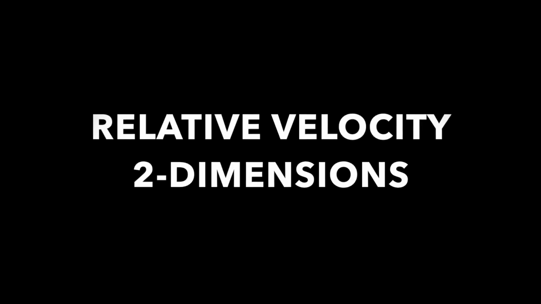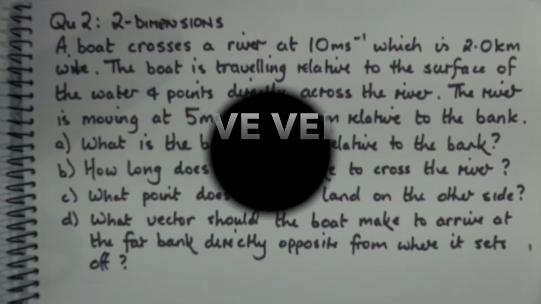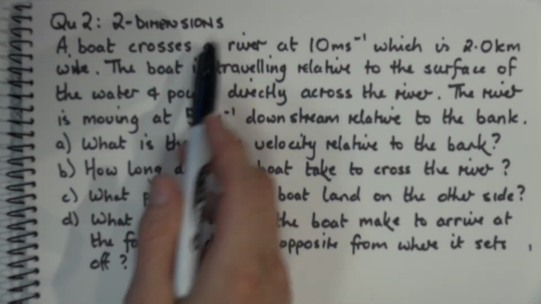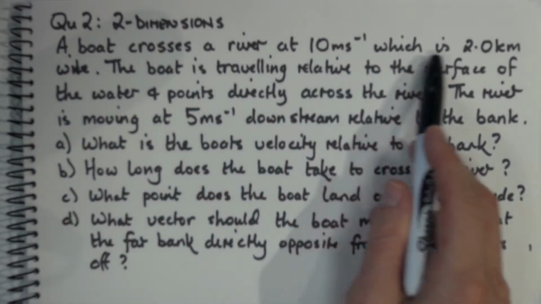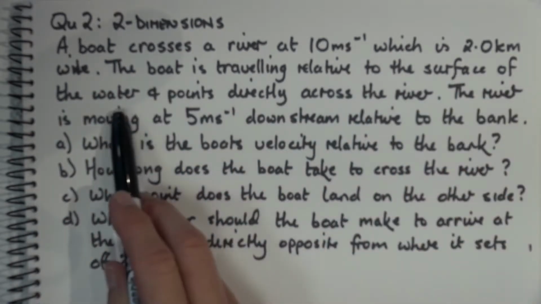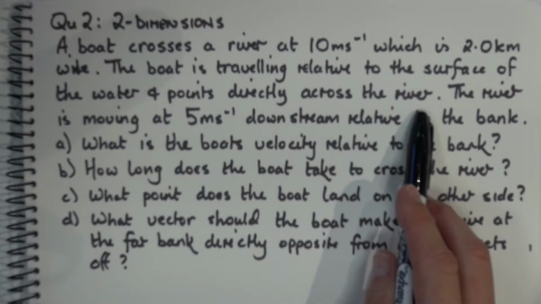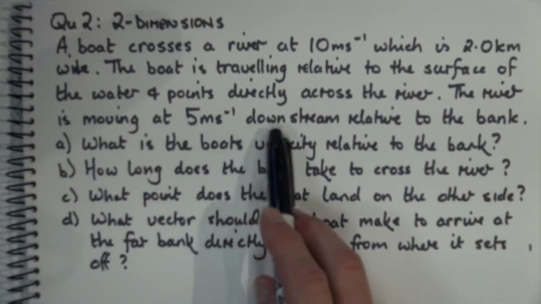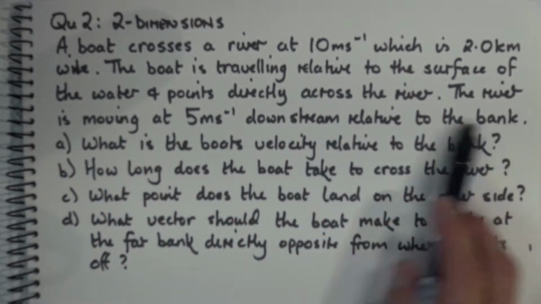In this video, we're going to explore a problem on relative velocity in 2 dimensions. We've got a boat which crosses a river at 10 meters per second, which is 2 kilometers wide. The boat is traveling relative to the surface of the water and points directly across the river. The river is moving at 5 meters per second downstream relative to the bank.